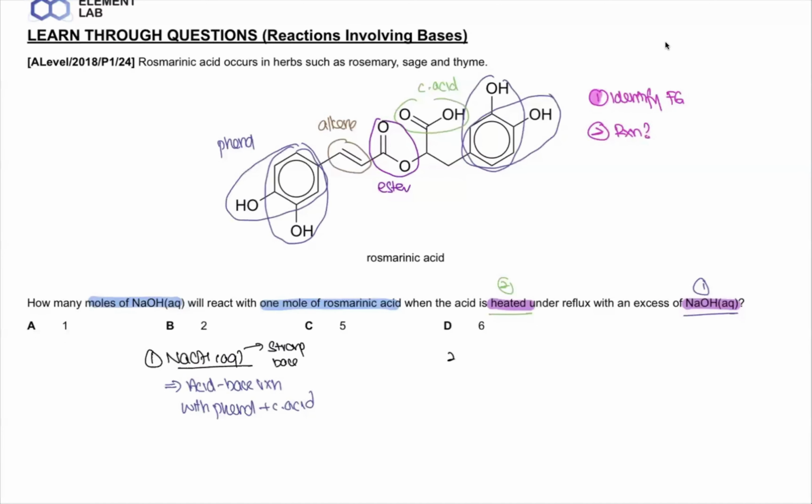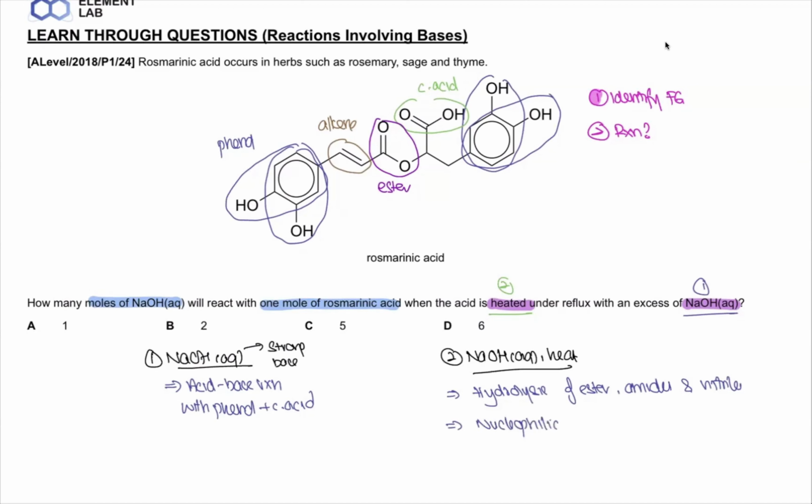But what if we consider NaOH with heat? What are the possible reactions that can happen? Reactions that can happen could be hydrolysis of your ester, amide, and nitrile. All these can undergo hydrolysis with NaOH. Another reaction you can consider is nucleophilic substitution of your RX in this case. So these are the 3 possible reactions that happen with NaOH when you heat it up.